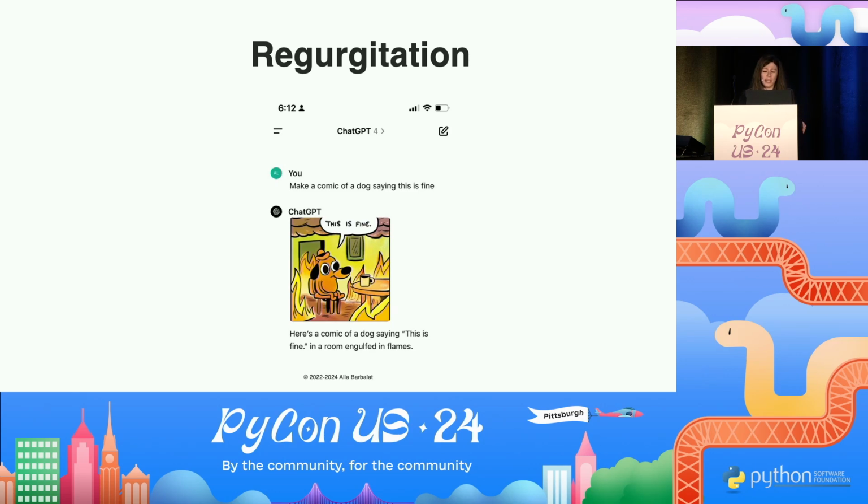So as you can see, here is an example from my own ChatGPT account. I prompted: make a comic of a dog saying this is fine. The output is the well-known Casey Green gun show comic panel of a dog saying this is fine engulfed in flames that became a wildly popular meme. So in this case, it does seem like the system has outputted something that is already copyrighted.